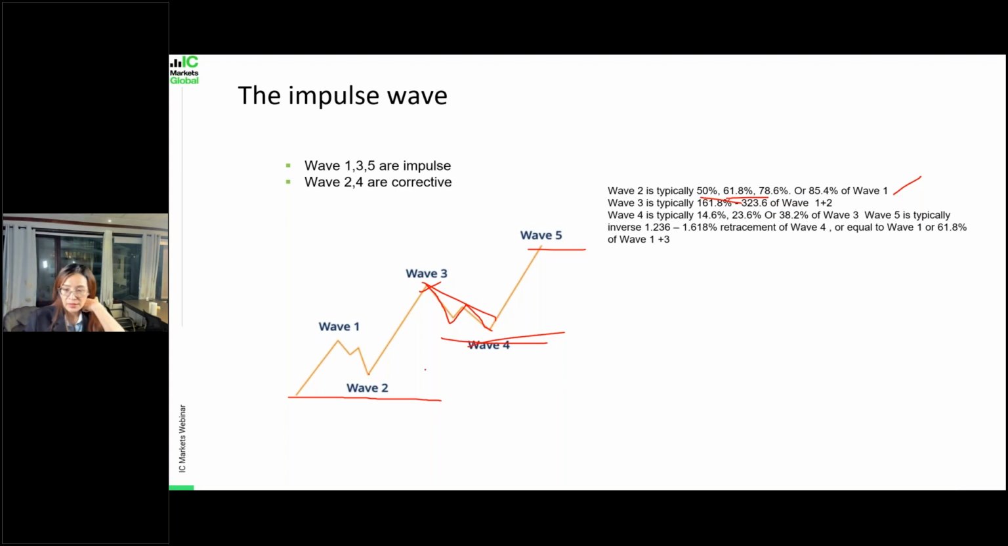Okay, and wave three is typically an extension, or it could go up to 3.6 times wave one plus wave two. Basically, at least it has to extend to the 161.8% extension of wave one here. You can use a projection here, and then you will get wave three. Okay.